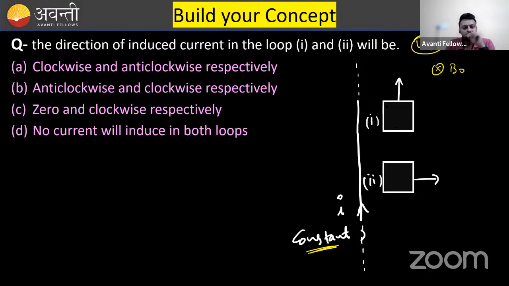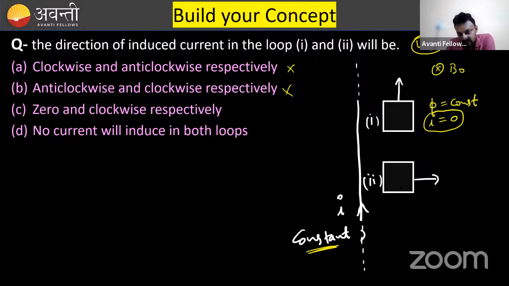Or you can see the field which is passing through this loop will remain constant because the perpendicular distance of the loop from the wire is not changing. That means flux through it will remain constant, and if flux is constant, no current will be induced. That means one thing is very much clear, that the current induced in it will be zero. First part is done. Now, options A and B are wrong. Only C and D may be correct.